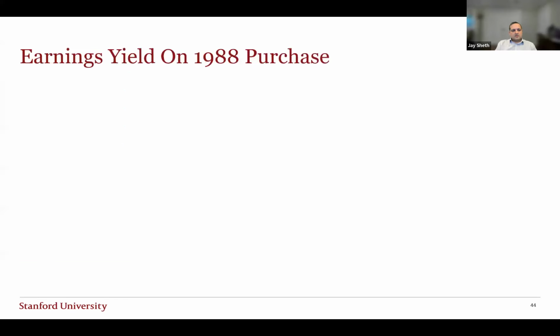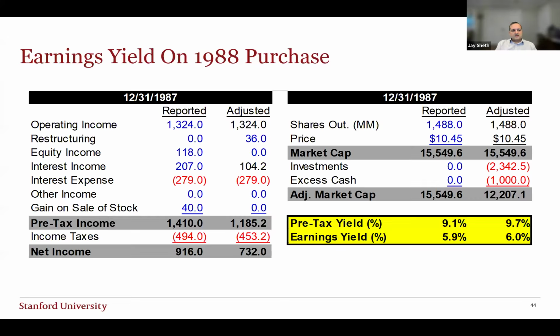So these are all the numbers from the 87 annual report. You can see the operating income. That's just the number that they report in the income statement. Under the adjusted line item, I add the 36 million back for the restructuring to assume that that was one time. They have 118 million of equity income. So basically, Coca-Cola's share of the net earnings for the affiliates. So what was its share of the earnings from Columbia Pictures, from Coca-Cola Enterprises, from the other bottlers?